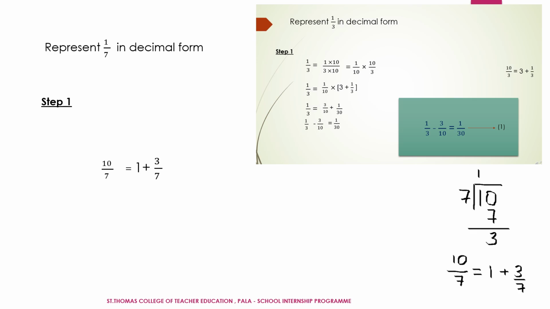If you have doubt with this calculation, I am giving the calculation here. You can check it by yourself and verify. Okay. So, what you get? 10 divided by 7 gives 1 plus 3 by 7. So, in this format, we are going to find the decimal form of 1 by 7. Next, what will be the next step? Yes, 100 by 7.